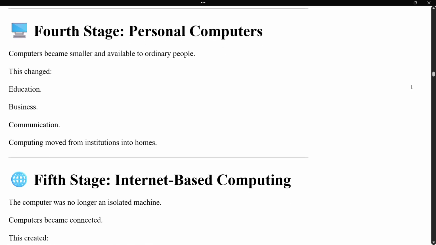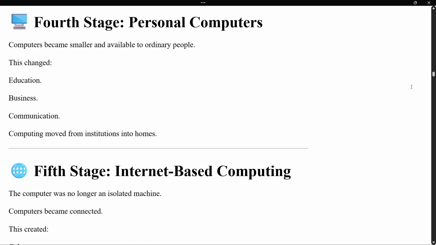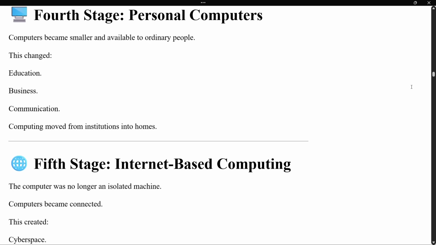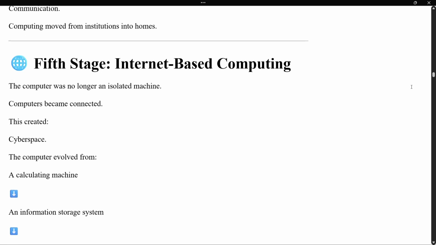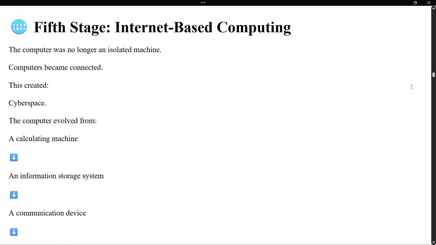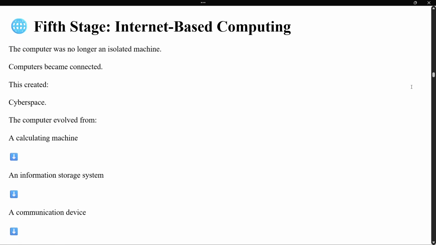Fourth stage, personal computers. Computers became smaller and available to ordinary people. This changed education, business, communication. Computing moved from institutions into homes. Fifth stage, internet-based computing. The computer was no longer an isolated machine. Computers became connected. This created cyberspace.